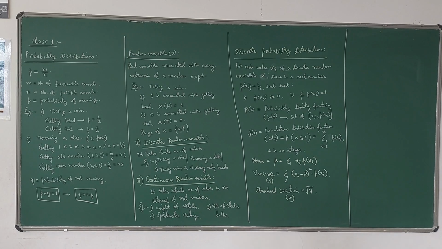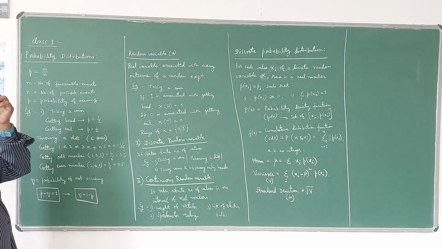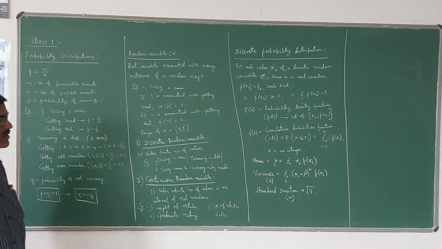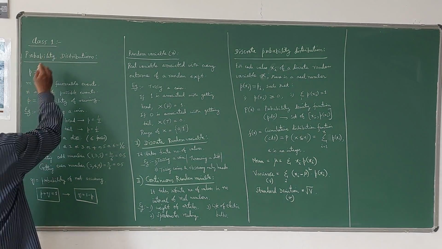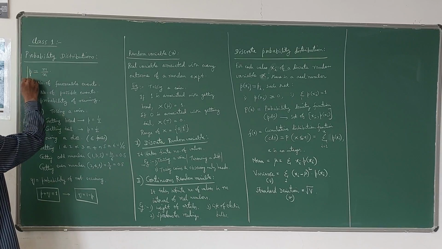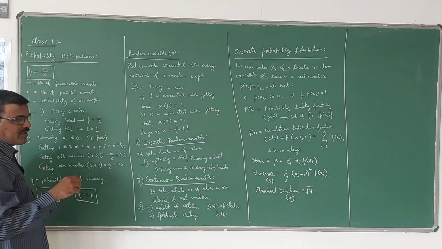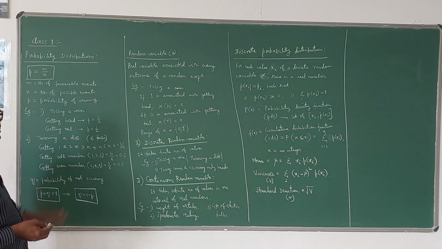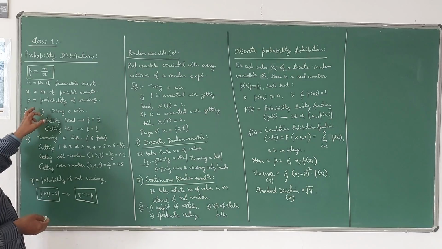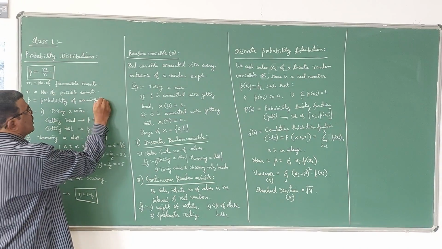In this class, we will discuss probability and probability distributions. In your earlier classes, you have studied probability. It is defined like this: P is equal to M by N, where M is the number of favorable events for which we have to find the probability, and N is the total number of possible events. Therefore, P is called the probability of occurrence of an event.